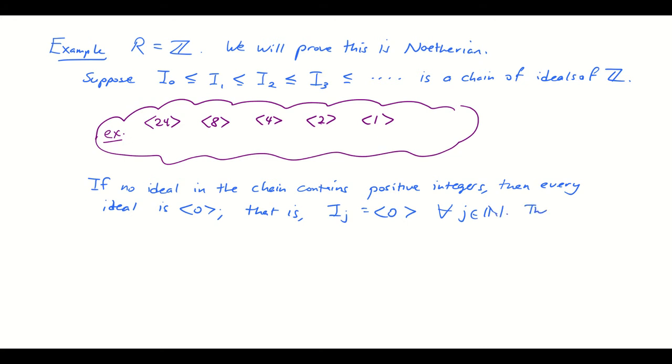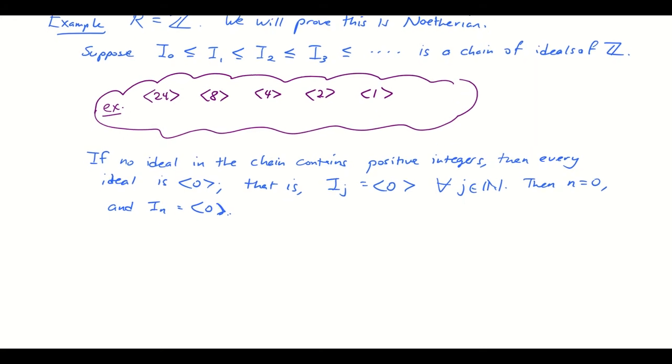Okay, so then I can just take my n to be 0, and my I sub n is the ideal generated by 0, and that's where the chain stabilizes. So no problem there. So the only case left to address is what happens if some ideal in the chain does contain positive integers.